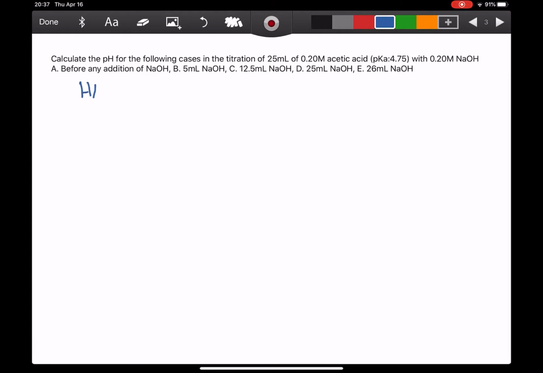So originally we were looking at HA forming A minus plus H plus. This is what we were solving for in the beginning in part A, our equilibrium expression, which we're going to have to use again here. But now it's changed. Now we're actually going to be looking for this reaction going this way, which means we need to find the Kb.